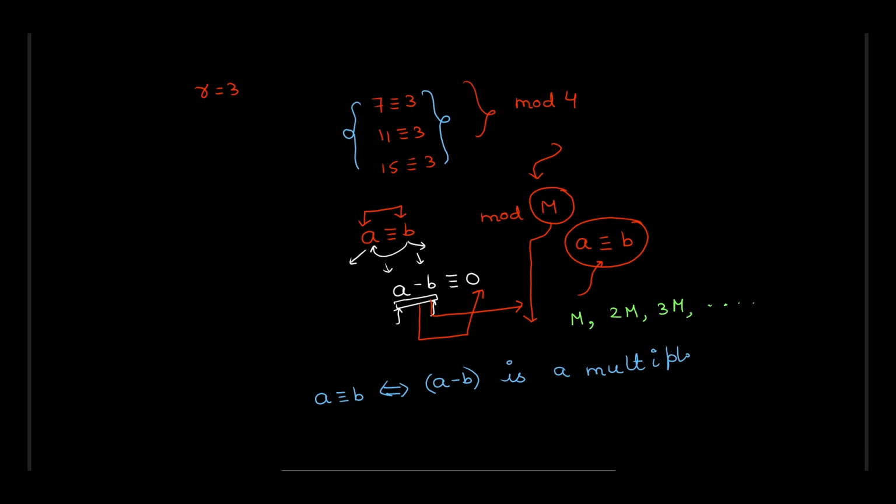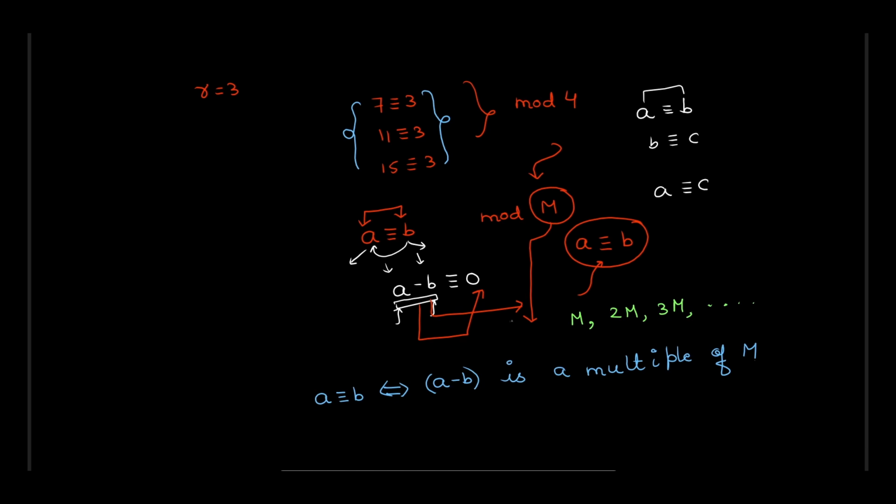Is a multiple of M. So with this understanding, you can now see that if A and B are congruent and B and C are congruent, then A and C will also be congruent. Why? Because if A minus B is a multiple of this and B minus C is also a multiple of this, so A minus C you can get by adding those two together and they will still remain a multiple.